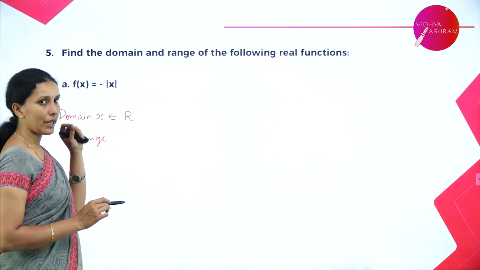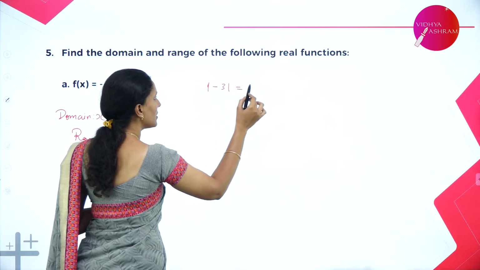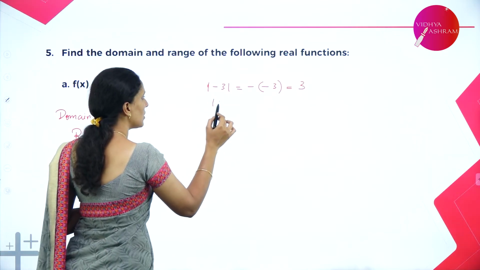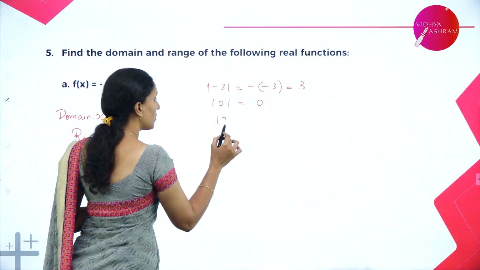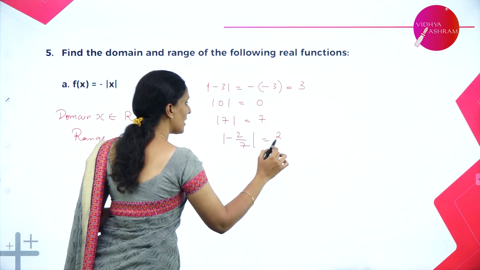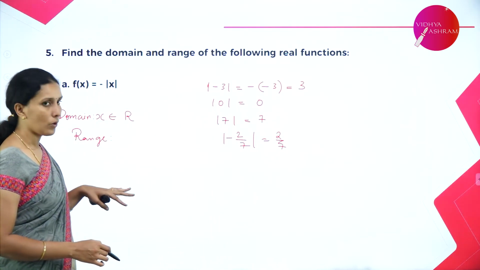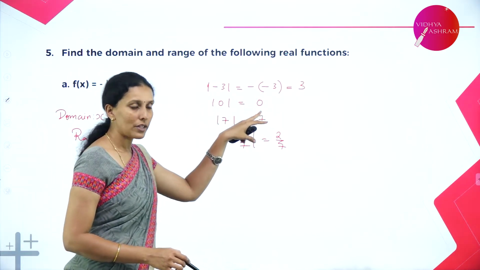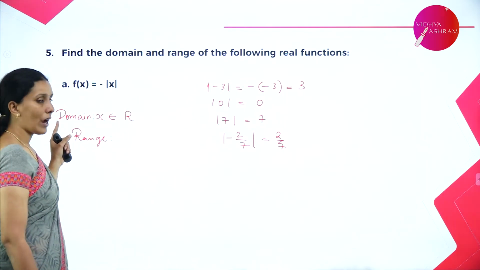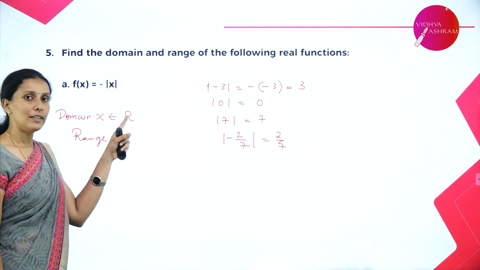But outside we have a negative here. Say for example, if you have minus 3 under the modulus, it makes it positive, and then it again takes the negative value, and it takes 3. Suppose if you have 0, then the value is 0. Suppose if you have mod 7, then the value is 7. Suppose the value is minus 2 by 7, your value is plus 2 by 7. So whether the number is positive, negative or 0, it always gives 0 for 0 and positive values for both positive and negative real numbers. Hence, you can take x as real numbers. You can take any values for x. Therefore, the domain is the set of real numbers.